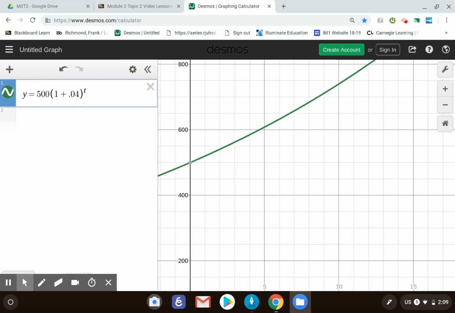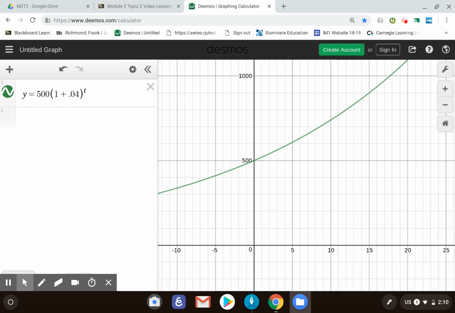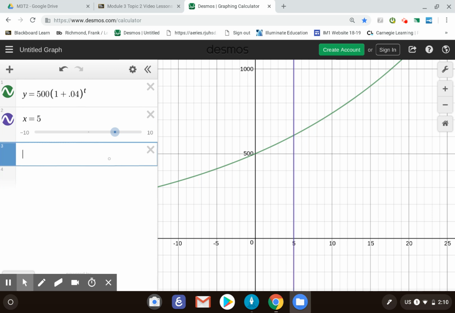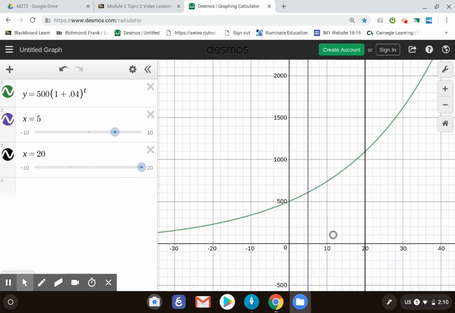So you could, if you wanted to, figure out how much money is in her account after any amount of time. So like 5 years, she's going to have $608. Maybe after 20 years, let's say she leaves it in there for a really long time, she's going to have $1,095. So the longer she leaves in the money, the more interest she's going to earn.